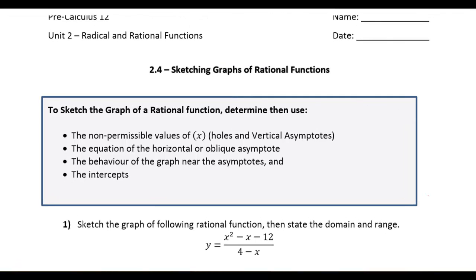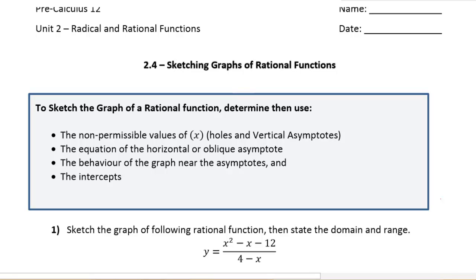So here are the steps we're going to be using to try and sketch the graph of a given rational function. We're going to first identify all the non-permissible values. We're going to write the equations of any horizontal or oblique asymptotes. We're going to identify any vertical asymptotes or holes. We're then going to look at the behavior of the graph near those asymptotes. We're going to identify some of the key intercepts and then connect the dots by completing a table of values. Alright, let's give this a try.